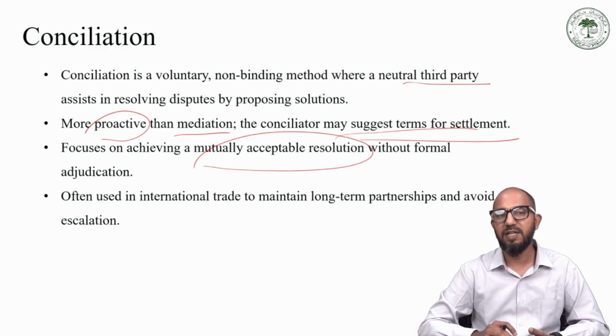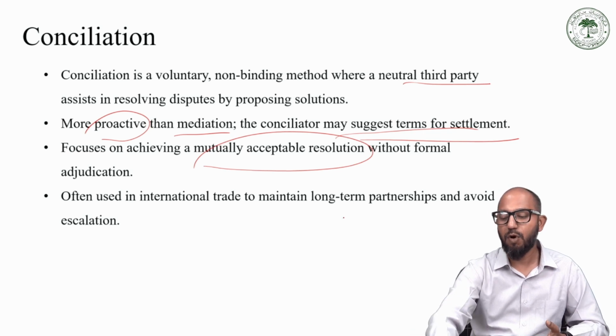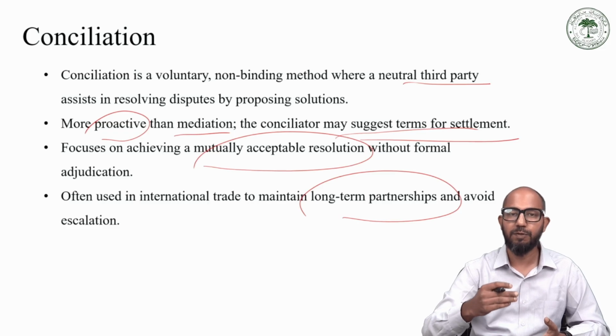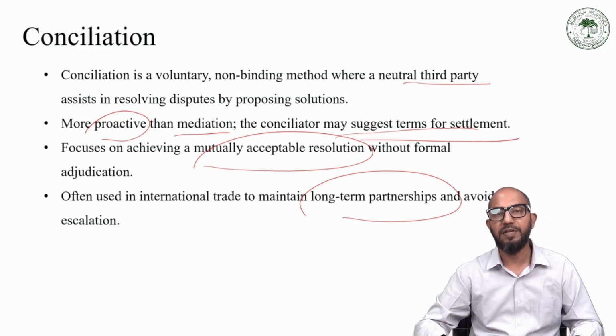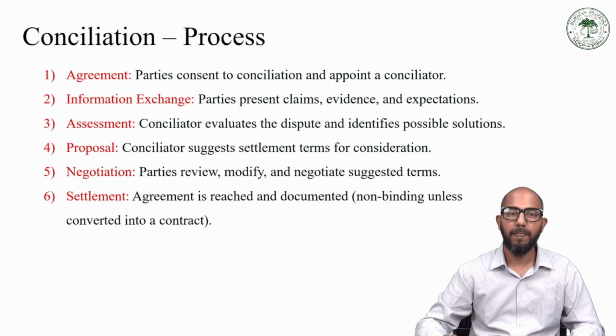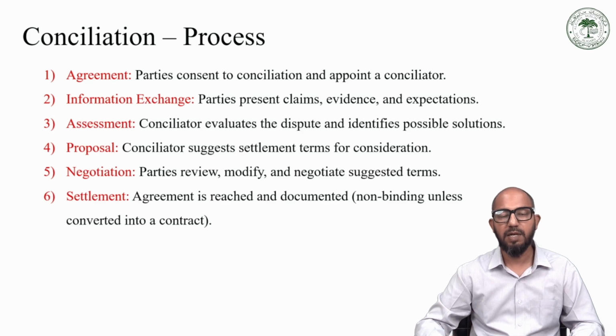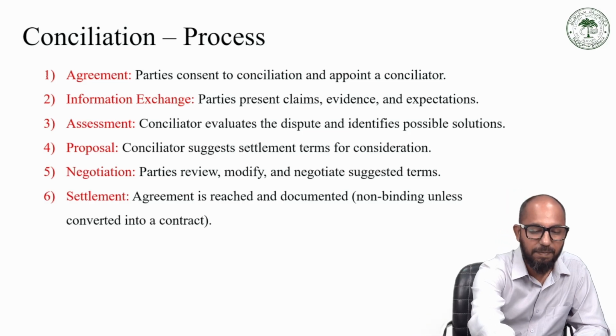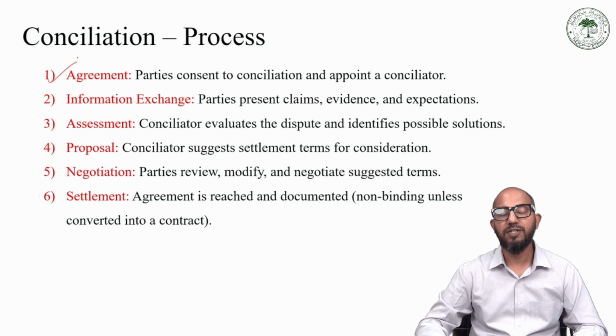Often, conciliation is used in international trade to maintain long term partnerships and avoid escalation of disputes to a level of legal litigation. Let us now try to see the step by step process of conciliation. The first step is agreement. The parties give consent to conciliation and appoint a conciliator.